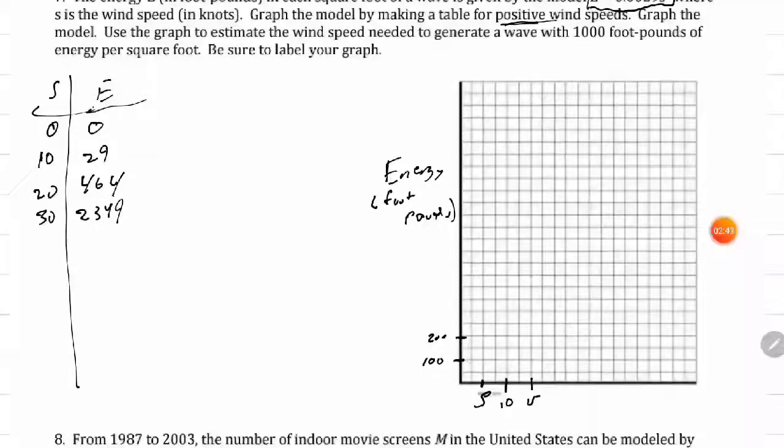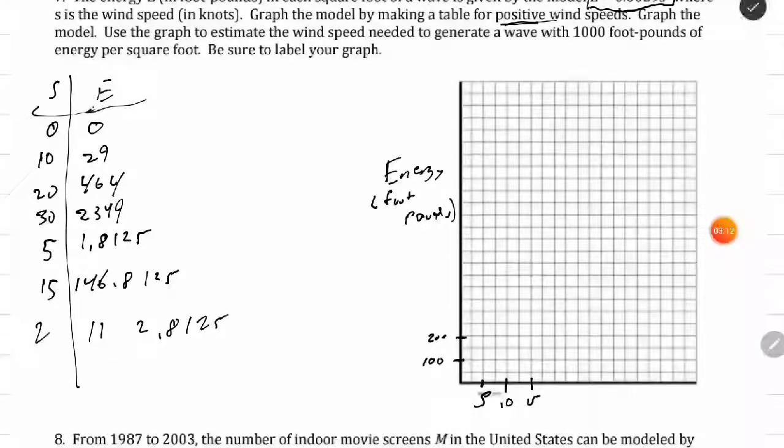So let's see if I can have something easier to work with. I'll try 5. So 5 is lower. We got 1.8125, so that's pretty low. Let's try a little bit higher again, maybe above 10. Let's try 15. 146.8125. There we go. Then 25 gives 1,302.8125. So we have solid enough points to plot our graph.